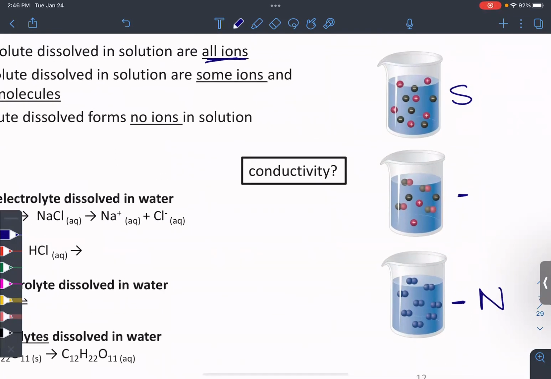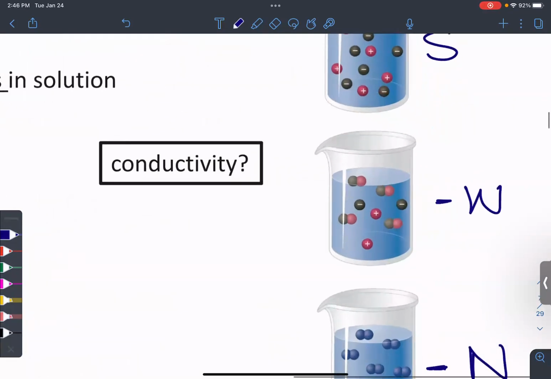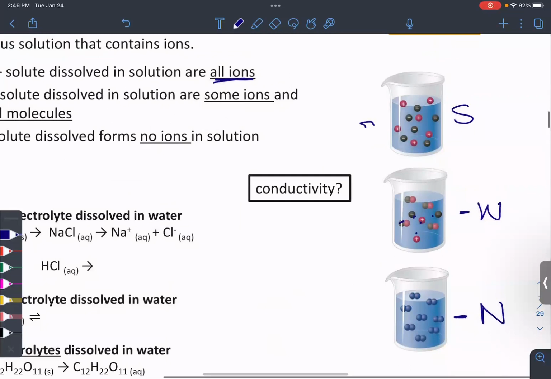But what about the middle one? This would be a weak electrolyte because look, you can see some ions, some neutral molecules. So if we compare a strong and a weak electrolyte, which one's going to conduct electricity more, strong or weak? Strong, yeah, more ions, more conductivity.